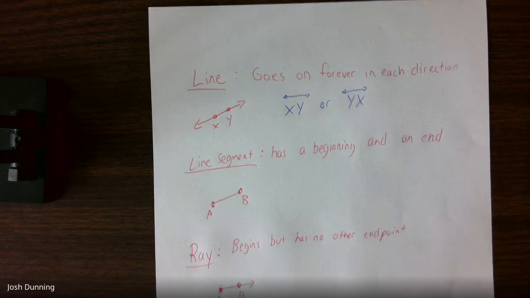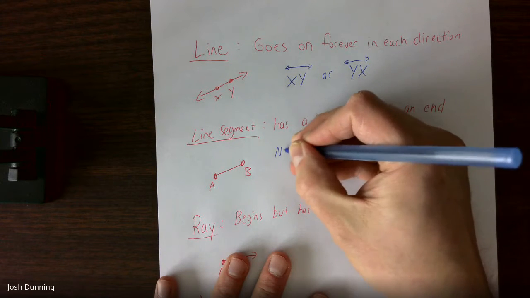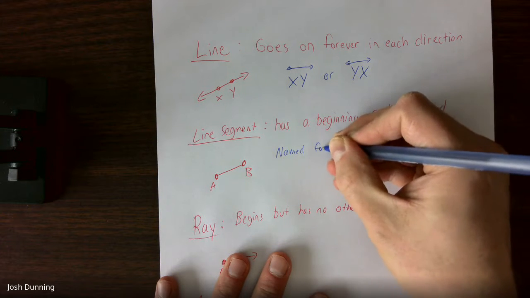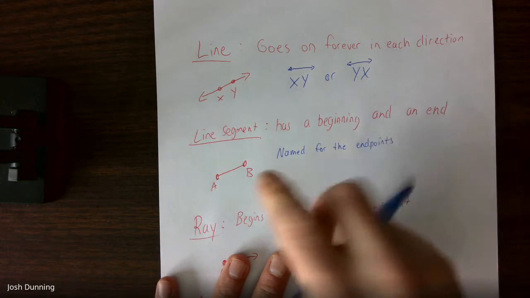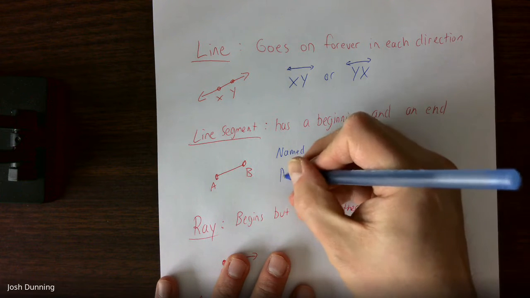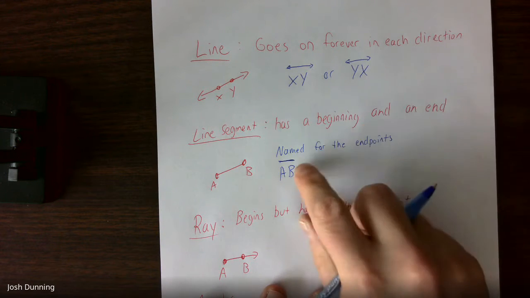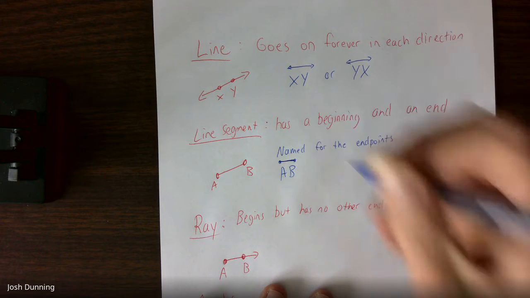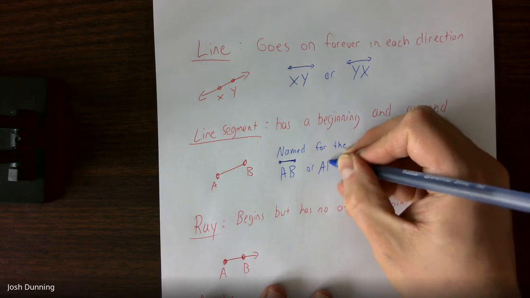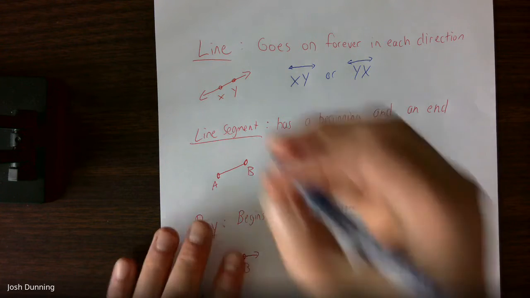Now, a line segment has a definite beginning and a definite end. And it is named for the endpoints. So the example here is AB, or it could be BA. The symbol this time can either have a line without arrowheads, or you can put the endpoints on it. Either one of those.